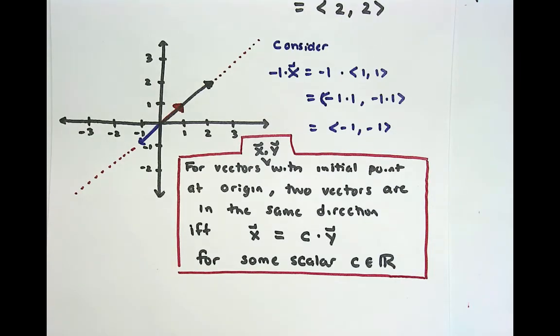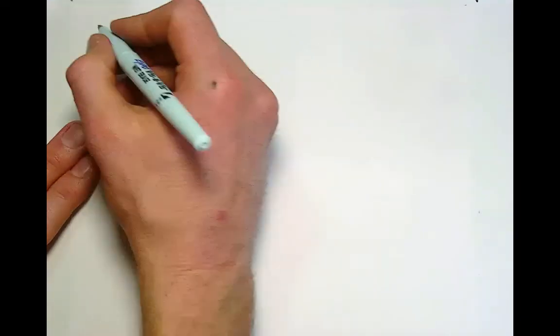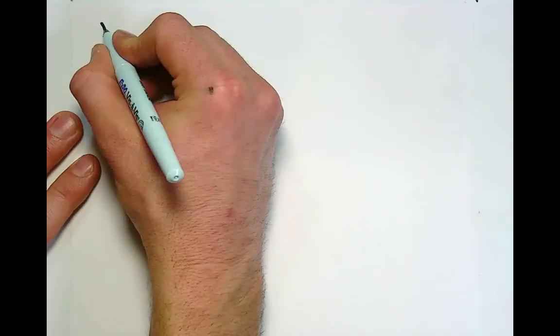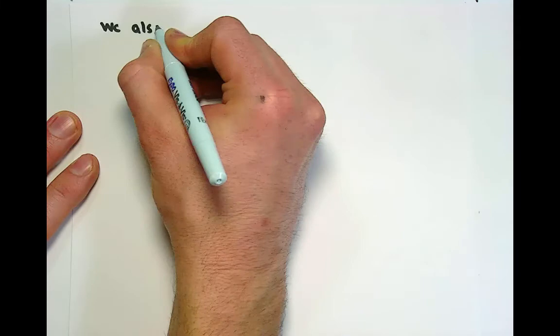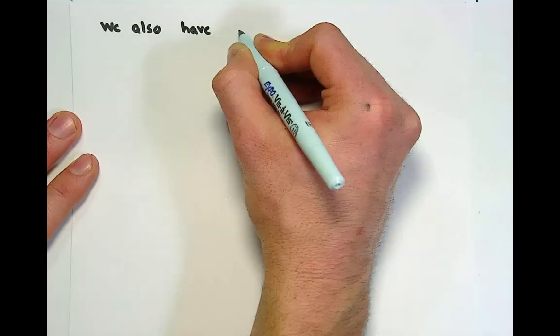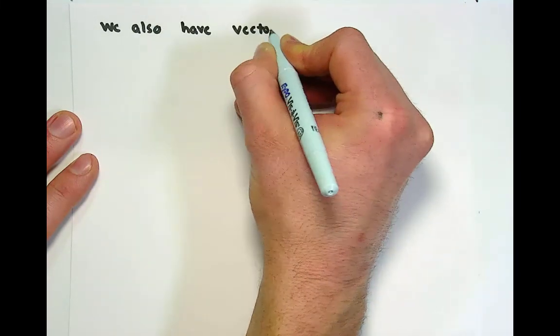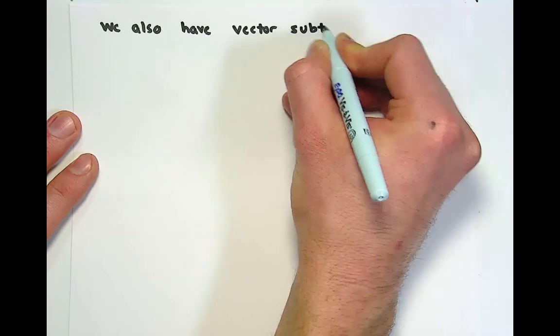Okay, so this is the idea of scalar vector multiplication. And I wanted to show you something. We haven't actually formally talked about vector subtraction. We also have vector subtraction.